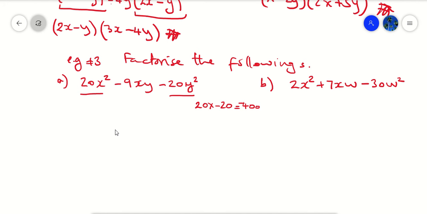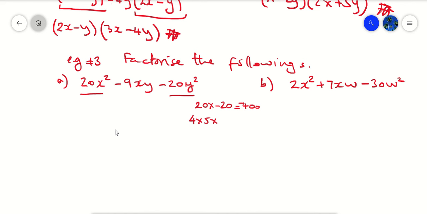It is difficult to see the factors of minus 400 straight away. So what do I do? I'm just going to rewrite this in simpler terms. What is 20? 20 is 4 times 5, and then times what is the other 20 I've got?